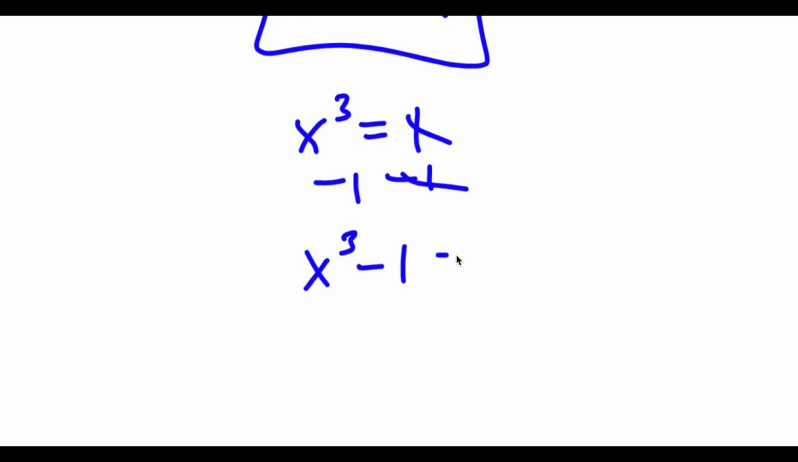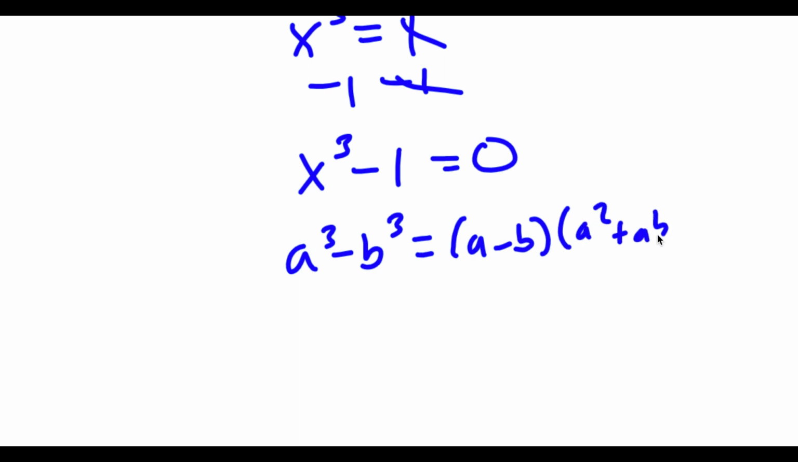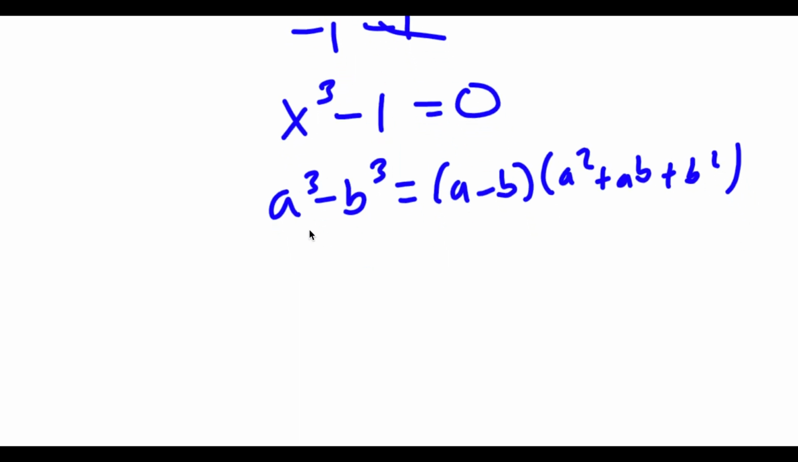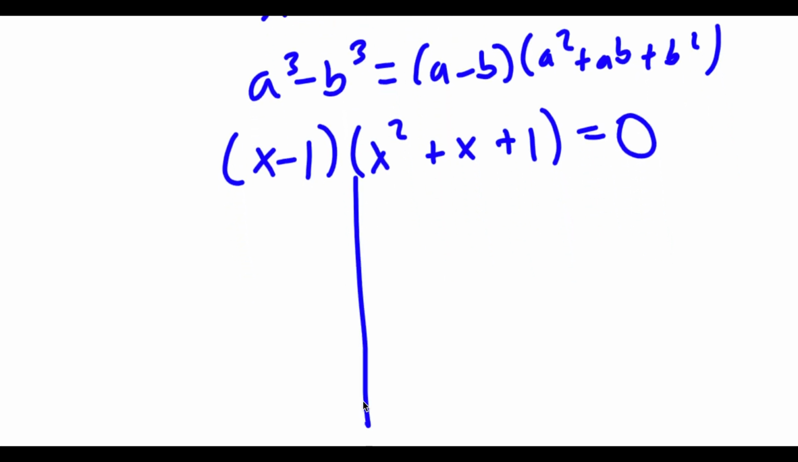So I get x to the power of 3 minus 1 is equal to 0. And if I have something in the form a to the power of 3 minus b to the power of 3, this is equal to a minus b times a squared plus ab plus b squared. So in this case, this is going to equal x minus 1 times x squared plus x plus 1, which is equal to 0. And this gives me two equations. I get x minus 1 equals 0, and x squared plus x plus 1 equals 0.